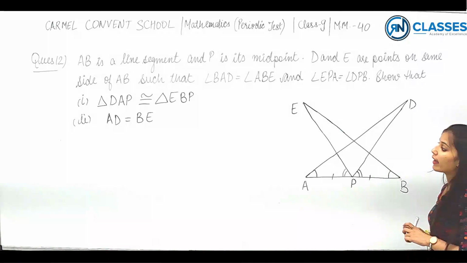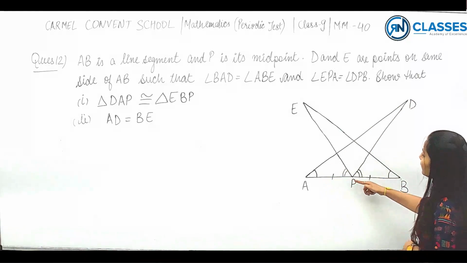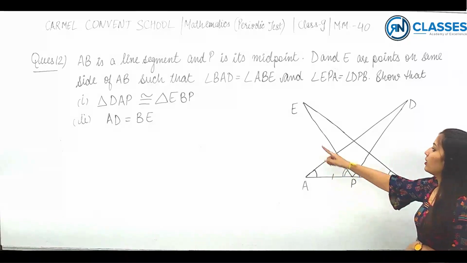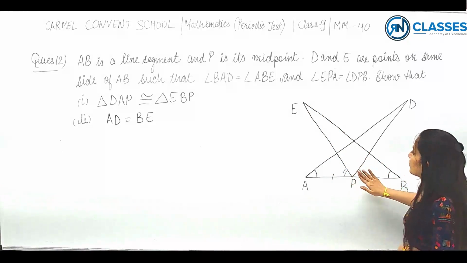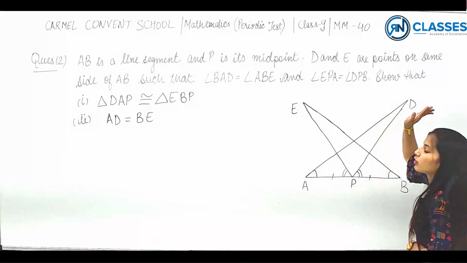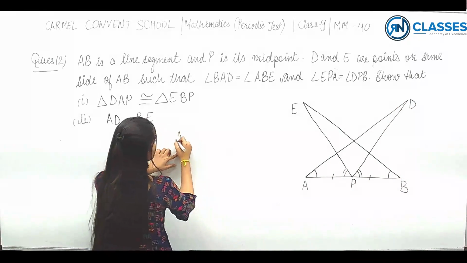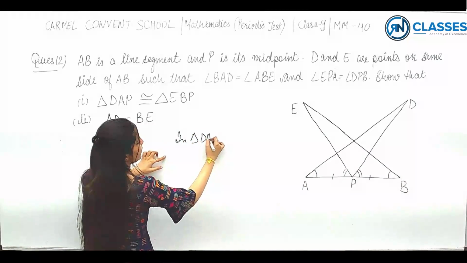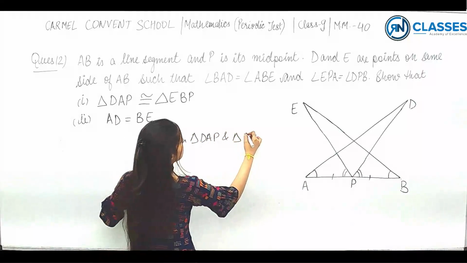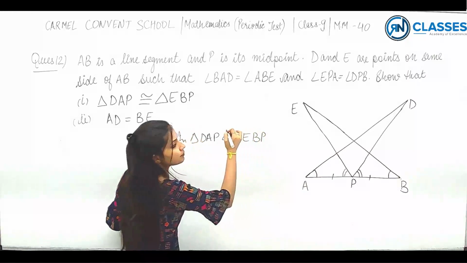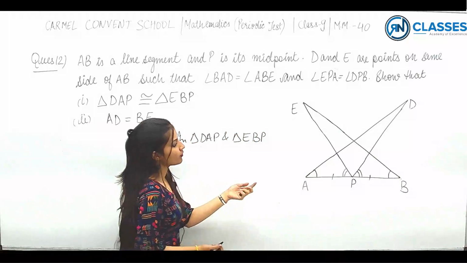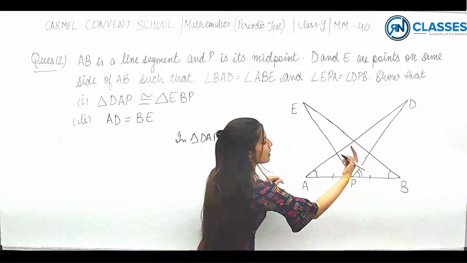Show that triangle DAP is congruent to triangle EBP. We have to prove these two triangles congruent. So let's see, in triangle DAP and triangle EBP, what do we have? This angle is equal to this angle.